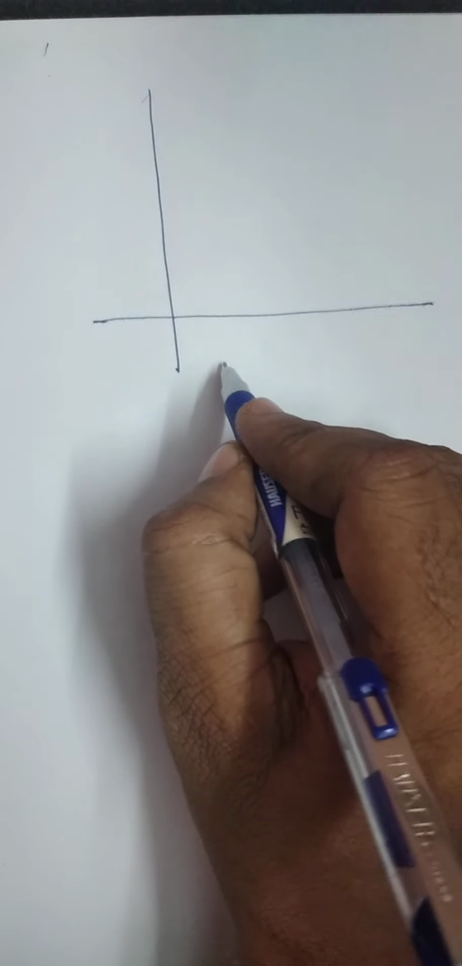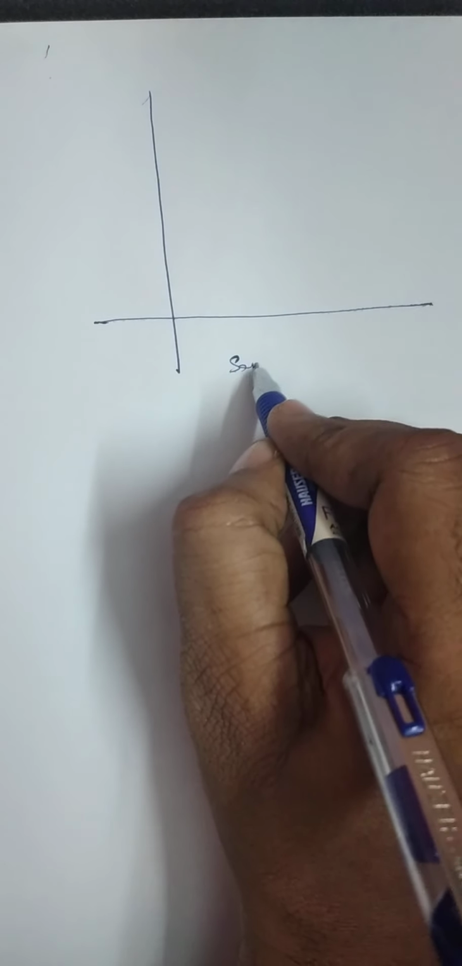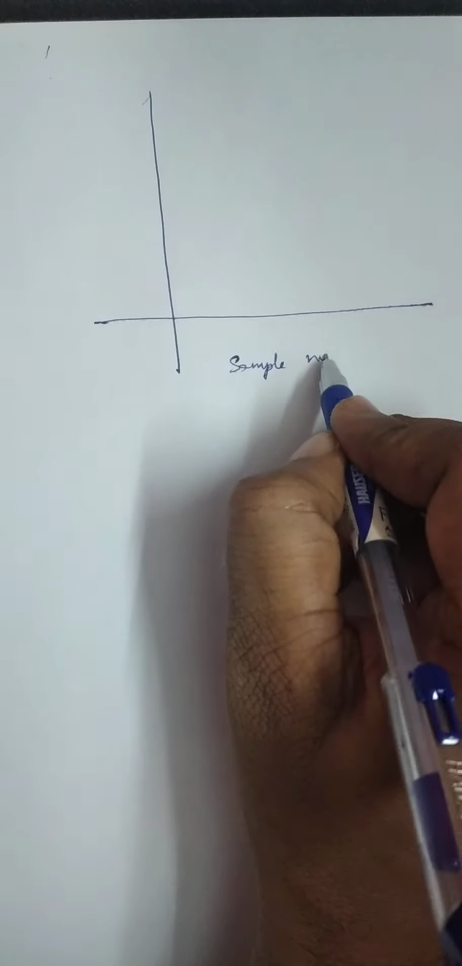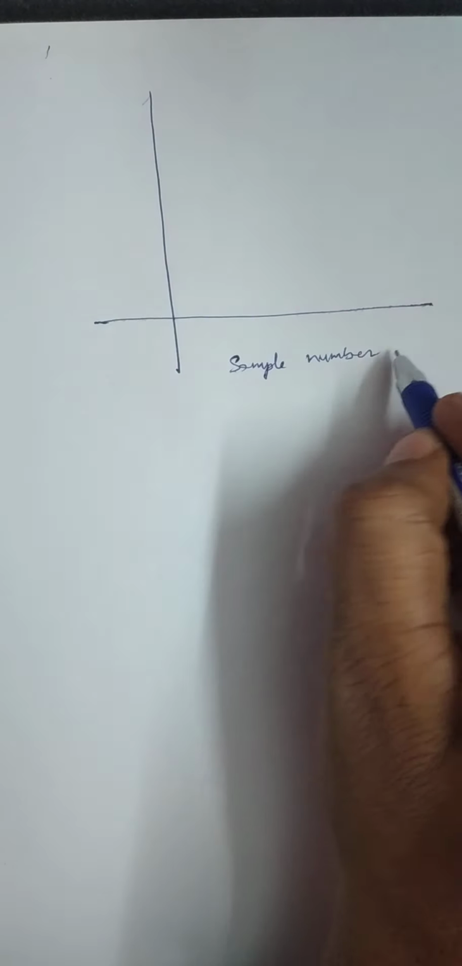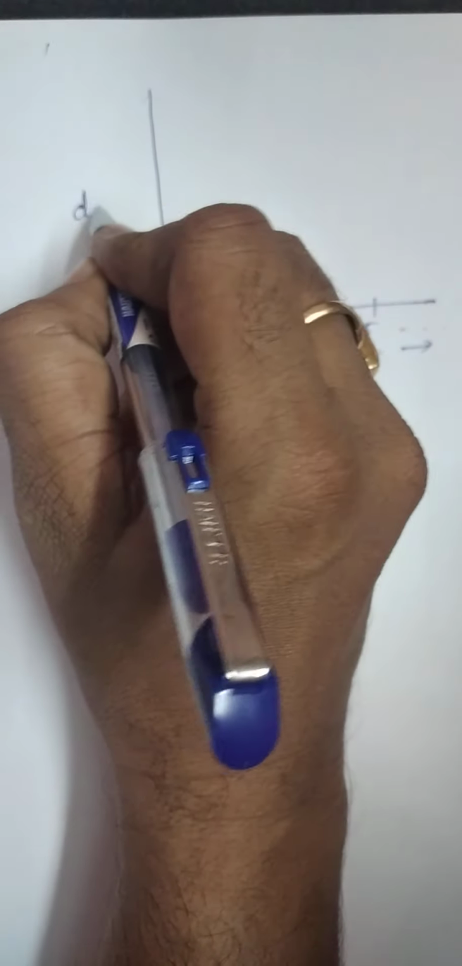On the x-axis, what do you have to consider? Sample number. That is 1, 2, 3, 4, 5, etc. And on the y-axis, what do you have to consider? The values of D, or Di generally. It varies from one sample to another sample. Alright?